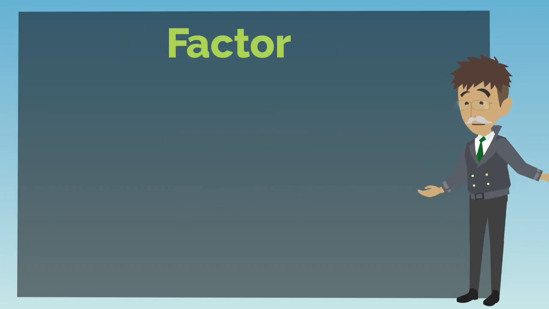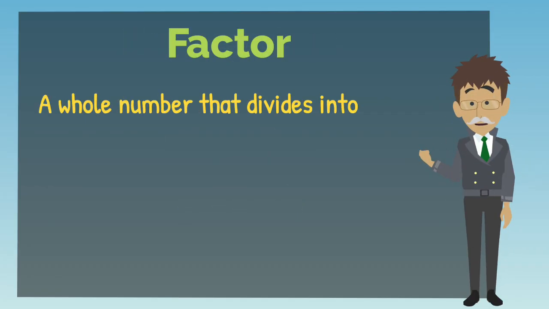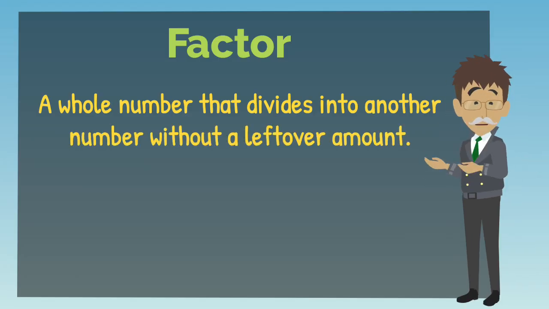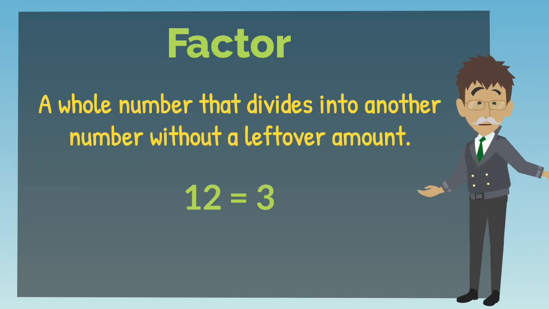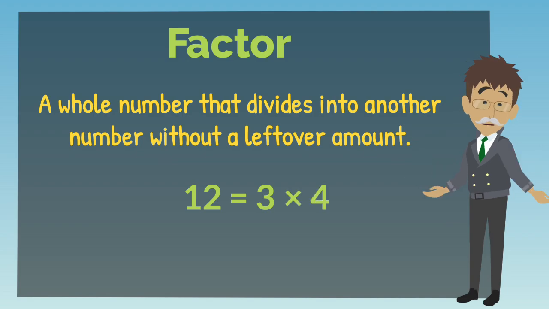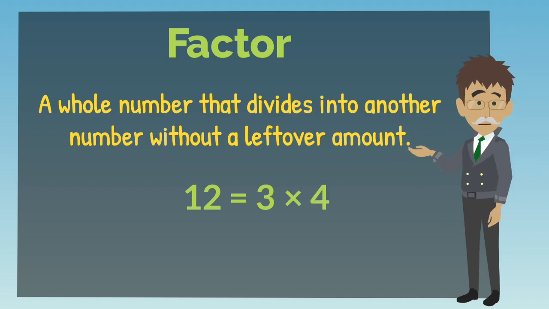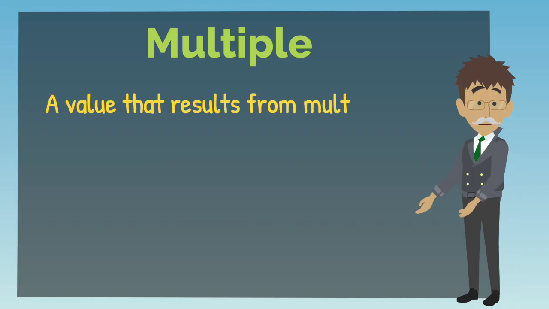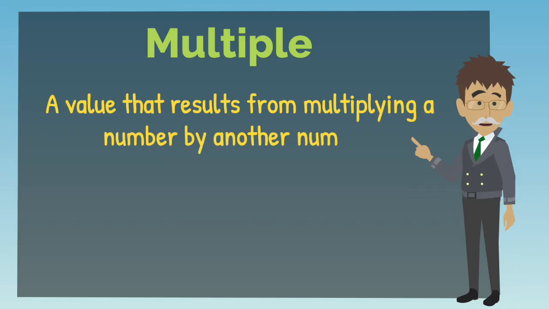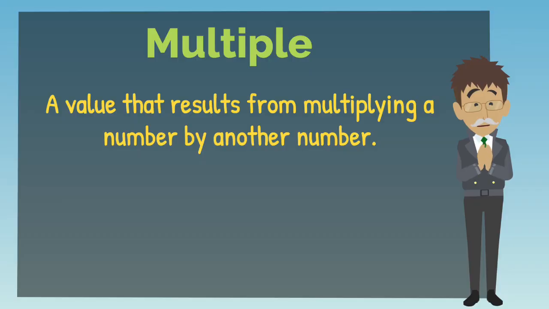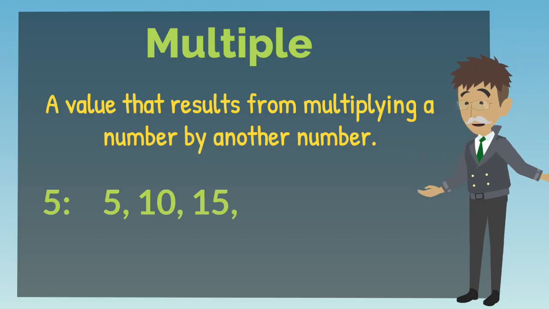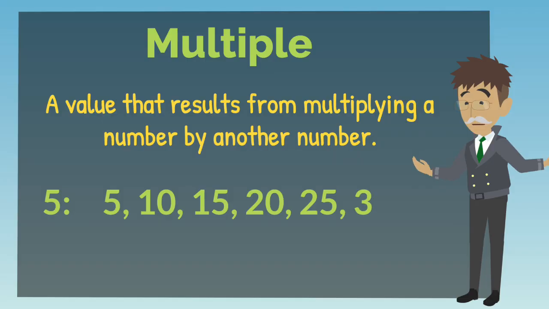Factor. A whole number that divides into another number without a leftover amount. A factor of 12 is 3, because 3 times 4 is 12. Multiple. A value that results from multiplying a number by another number. The first 6 multiples of 5 are 5, 10, 15, 20, 25, and 30.